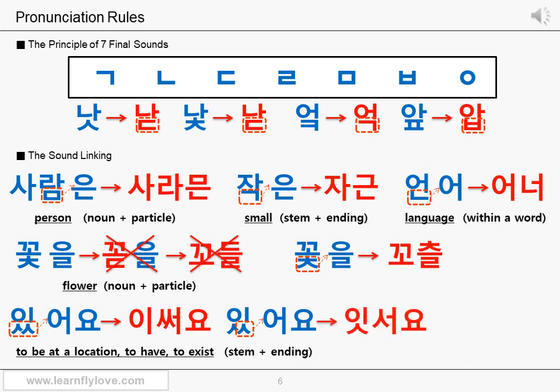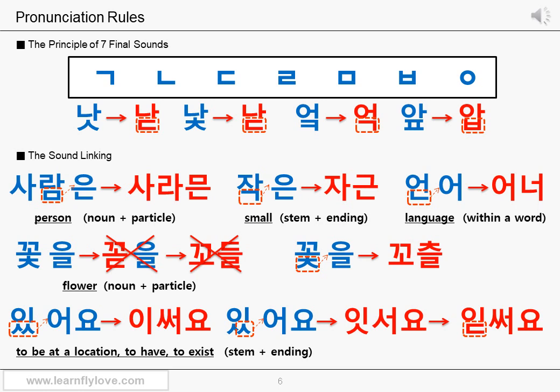So 있어요 becomes 이써요. But according to the 7 final sounds rule, the final s consonant has to become d consonant. And according to another pronunciation rule that you've already learned earlier, the 서 sound should become 써 sound because of the final d consonant in the former block. So it becomes 있어요. You can remember whichever you want. The first one is from the standard grammar book though. Why two different ways? You will know.